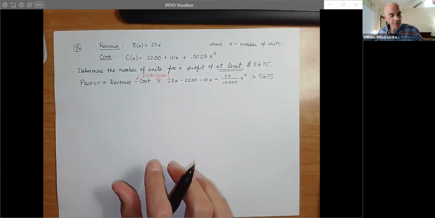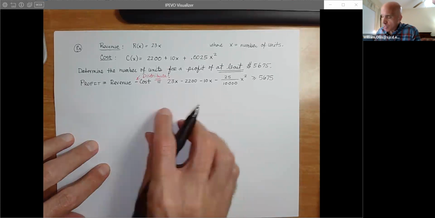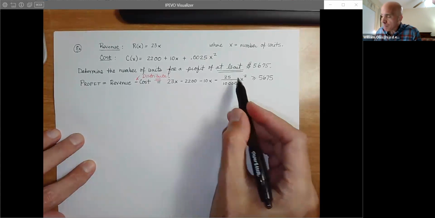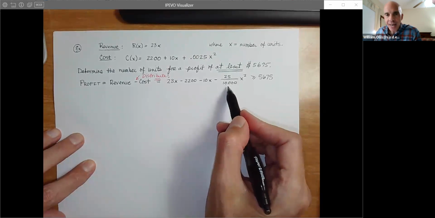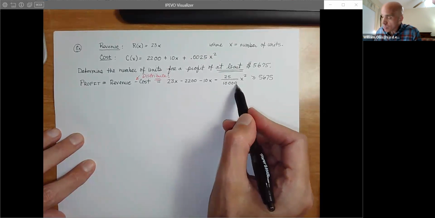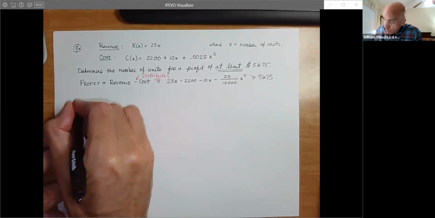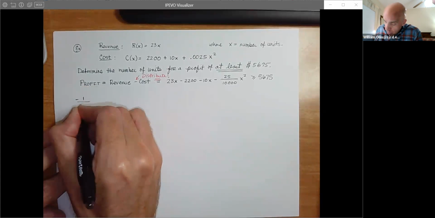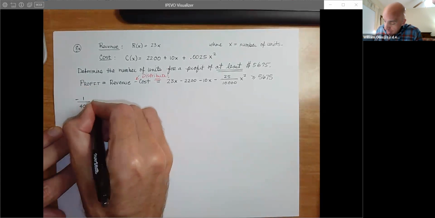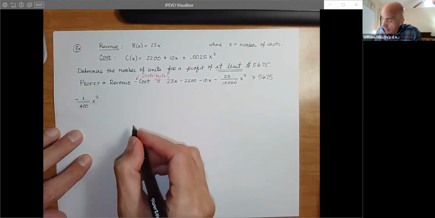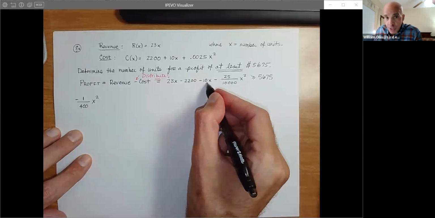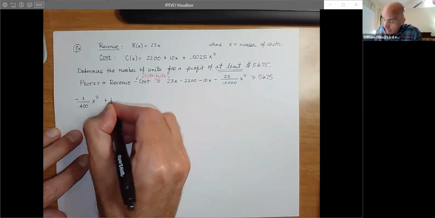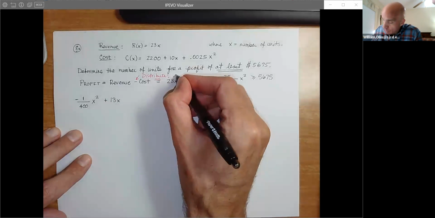Now, at this point, what we want to do is clean this up. So we've got this inequality that looks rather unfortunate. Now notice 25 divides 100 4 times. So that's going to give us a 400. So if we write that term first, we have a negative 1 over 400 times x squared, just reducing that. And then here we can combine these two terms. 23x minus 10x gives us a positive 13x. So we've taken care of all of these.